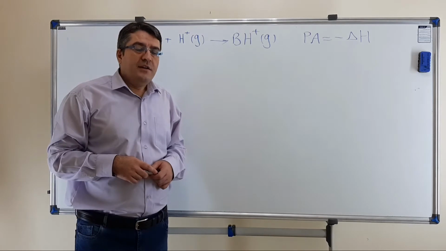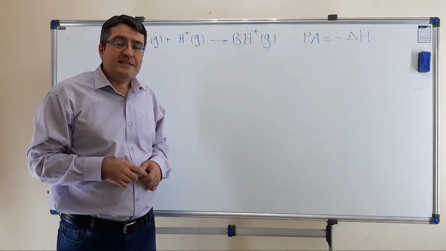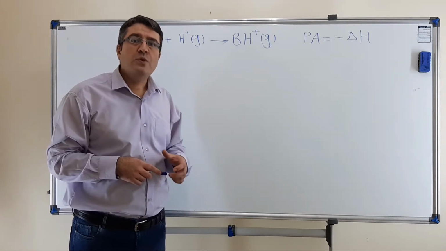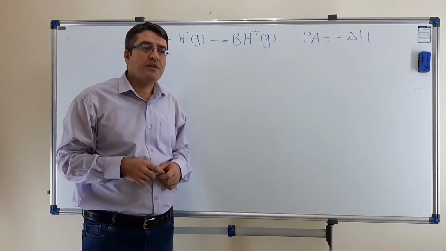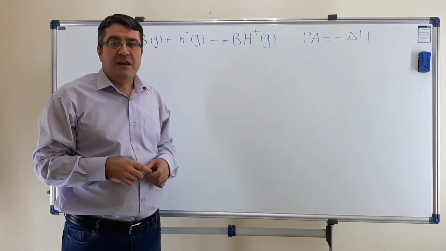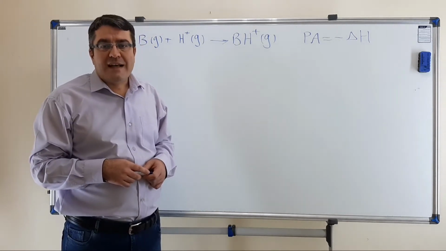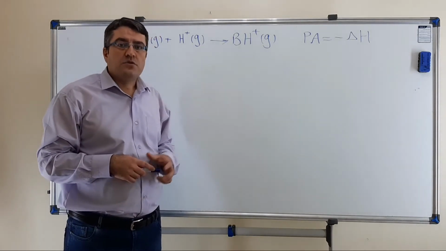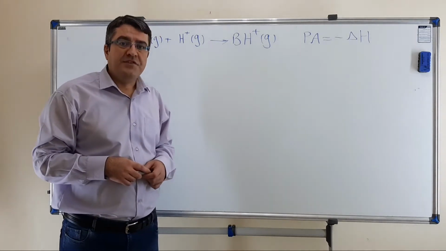Additionally, electron affinity is about complete transfer of an electron, but Lewis acidity is about sharing of an electron pair between a Lewis acid and a Lewis base. And so they are fundamentally different.